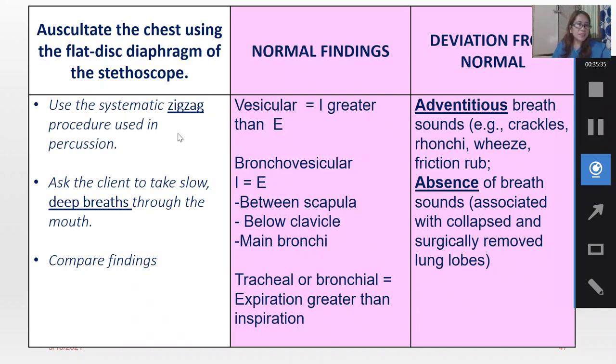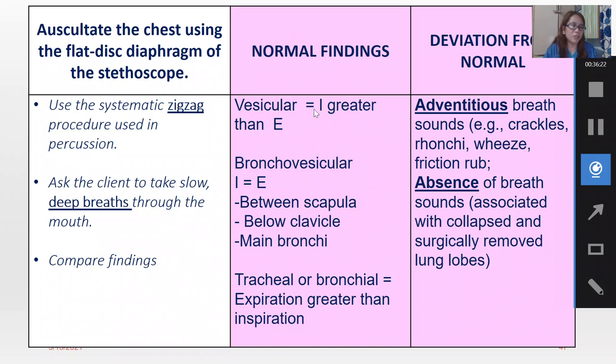Okay, again, use the systematic zigzag procedure used in percussion, yung sinushow kong pattern kanina. Ask the client to take slow, deep breaths through the mouth. Compare findings. Okay. Dito sa auscultation, ang normal findings pag vesicular. Asan ba ang vesicular? Ito yung lungs mo, no? Ito yung lungs. This is the tracheal, bronchovesicular. Okay, tracheal or bronchial, bronchovesicular. Okay, and then the vesicular is the peripheral. Yan.